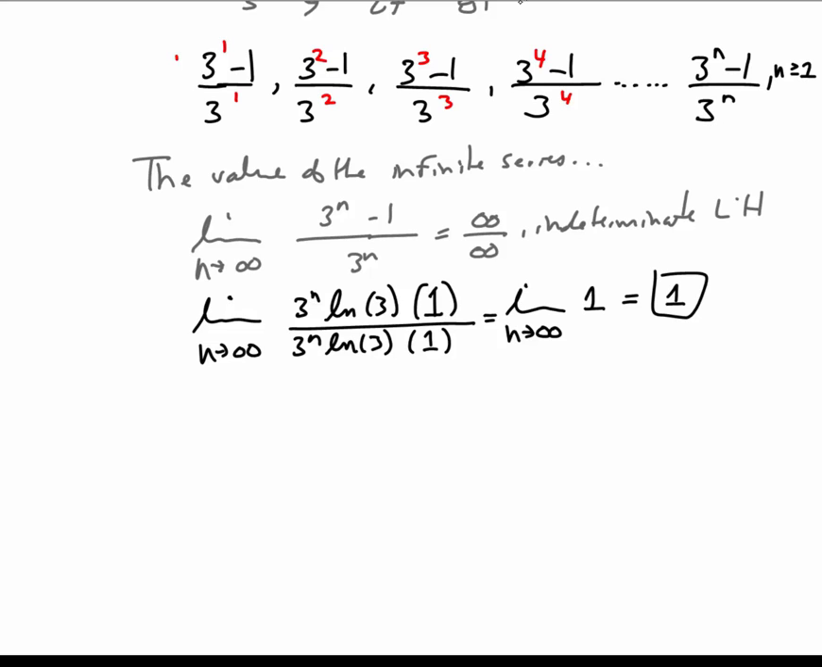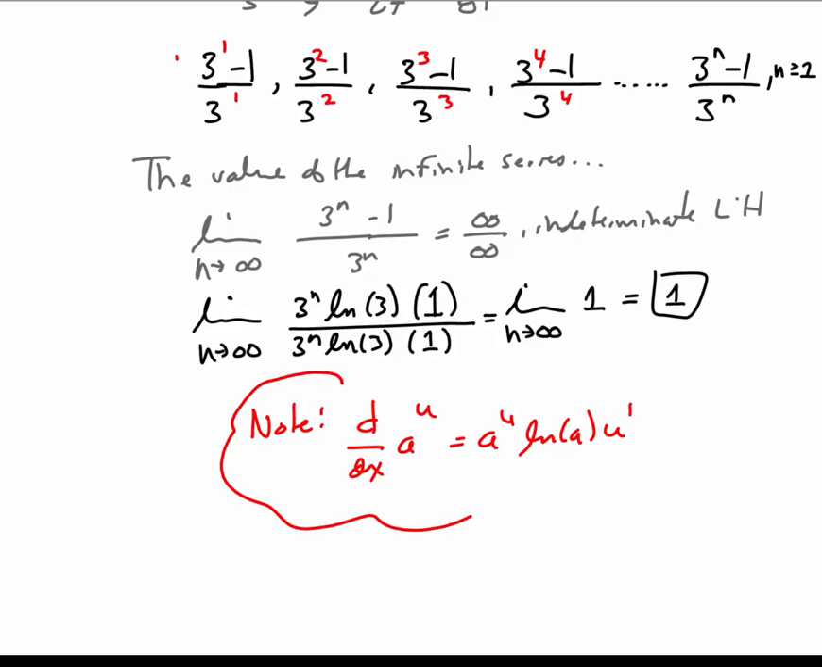Now the side note here. Note, the derivative that we were just talking about, the derivative with respect to x of a to the u is equal to a to the u natural log of a times u prime, or du dx if you want to think about it like that. So this is a good one to know in case you don't remember it. So that's how we got that derivative.